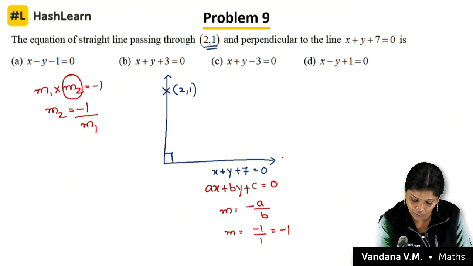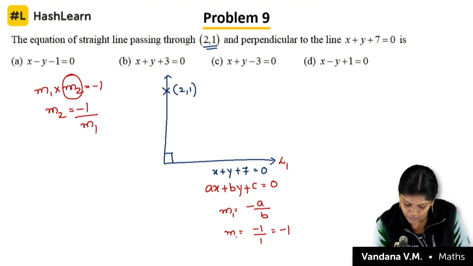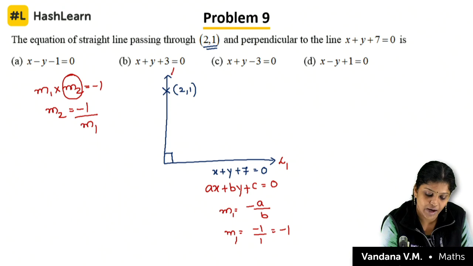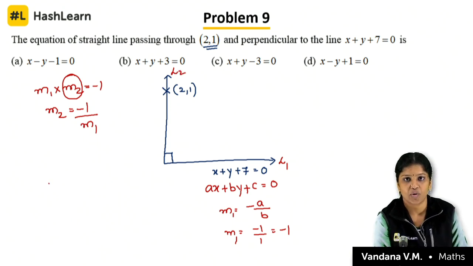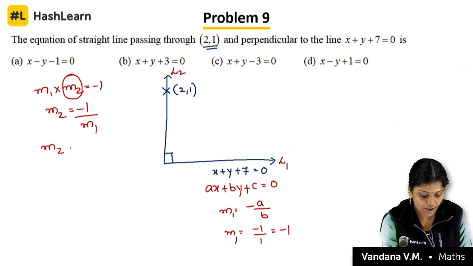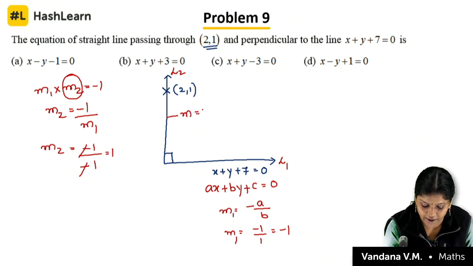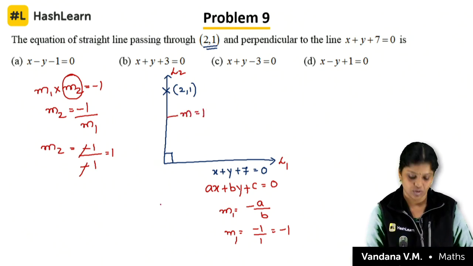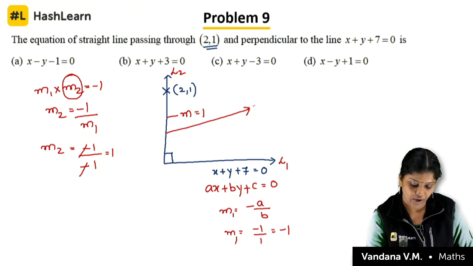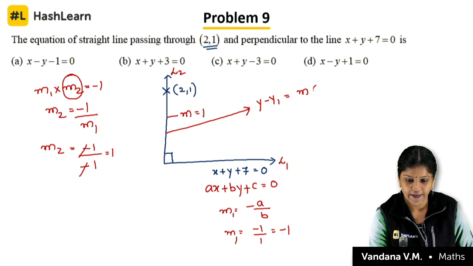Now, take this as L1 and make this slope M1. I would like to find out the slope for L2. So, M2 becomes what, children? Minus 1 by minus 1. Minus minus will get cancelled, so M2 is 1. Here I know the slope as 1 and I know the point it passes through. How to write the equation of the line? y minus y1 is equal to m into x minus x1.